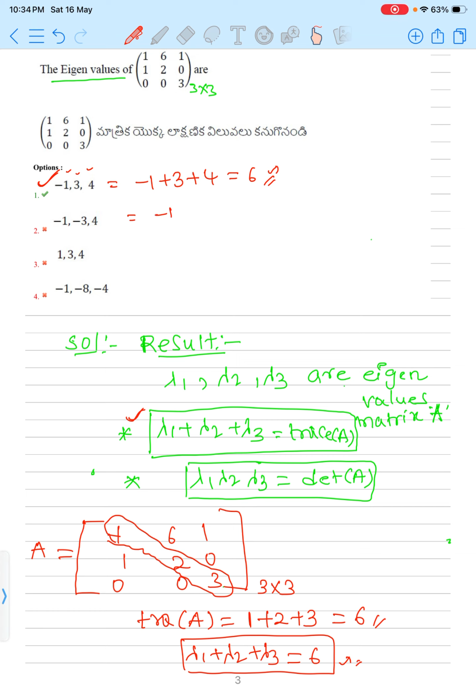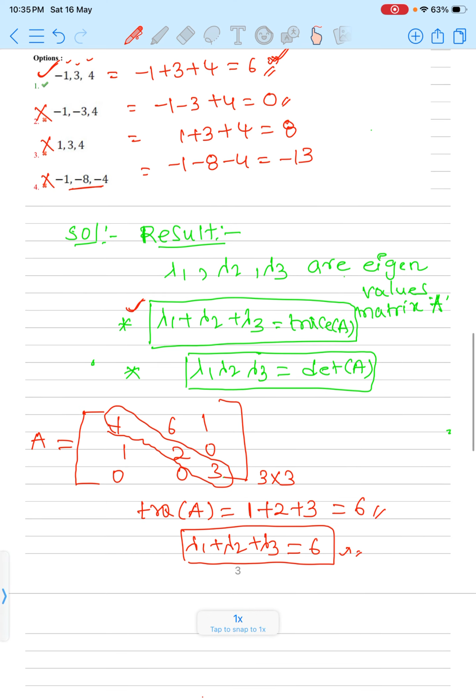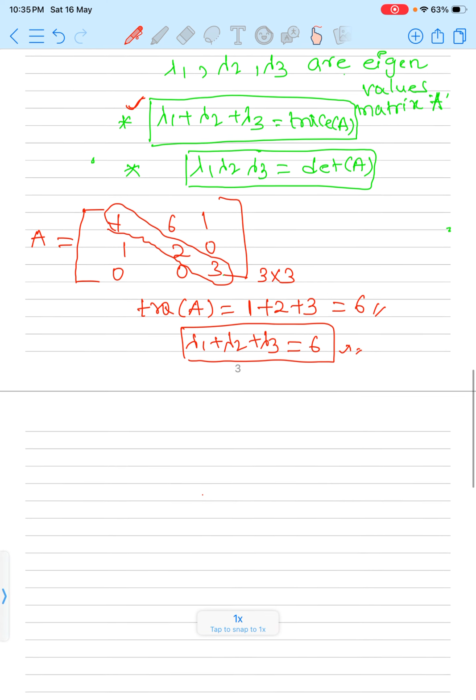If I add minus 1, minus 3 and 4, it gives 0. So this option is not possible. Similarly, check the third option: 1 plus 3 plus 4 is equal to 8. This is also not possible because the sum of the eigenvalues we got is 6. So the third option is also not possible; we will discard that. The fourth option: minus 1, minus 8, minus 4 is equal to minus 13. So this option is also not possible. So only option 1 is the correct one. By using this result we can easily find the eigenvalues.